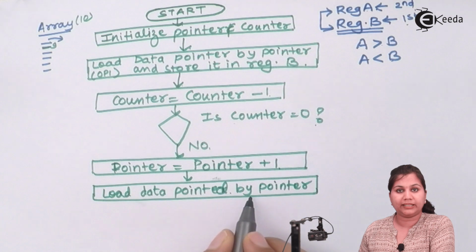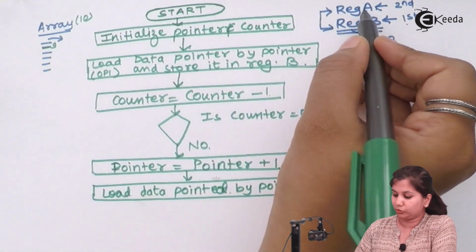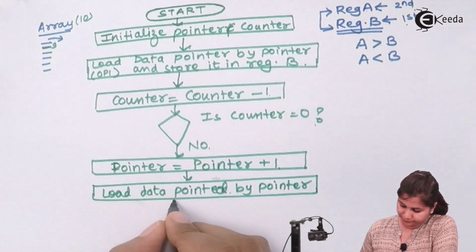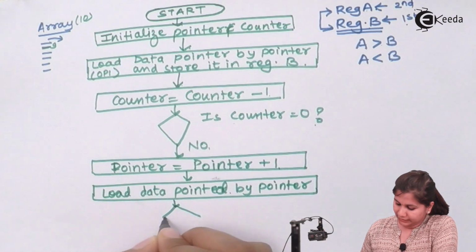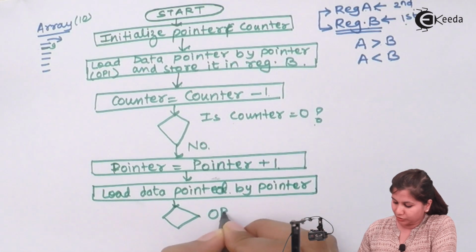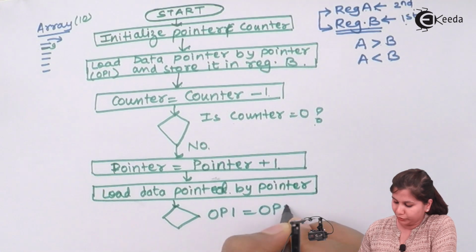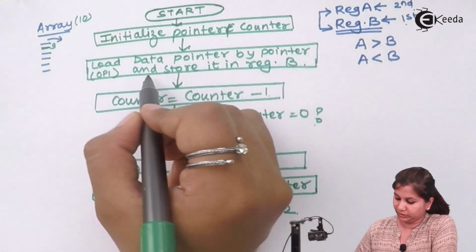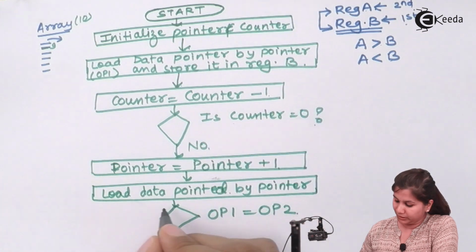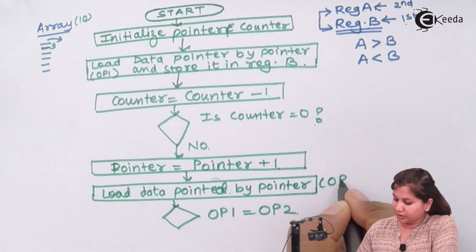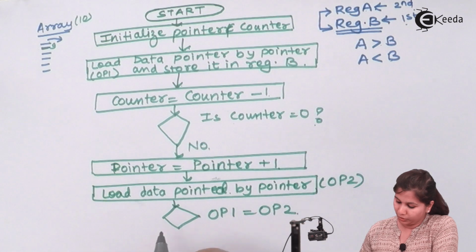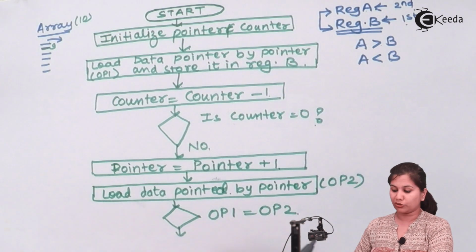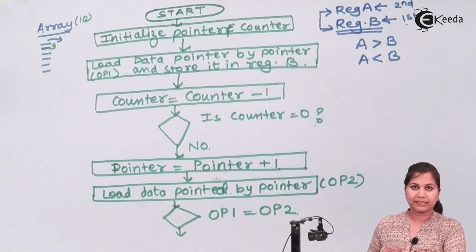We have to load the data which is pointed by the pointer into the accumulator. Second number will be loaded into the register A. After that, comparison will be done whether OP1 equals OP2, means register A and register B, whether they are equal to each other. This is OP1 in register B, and the data loaded in the accumulator is OP2. So comparison is being made. Now when they are equal, there is no need of doing any replacements.